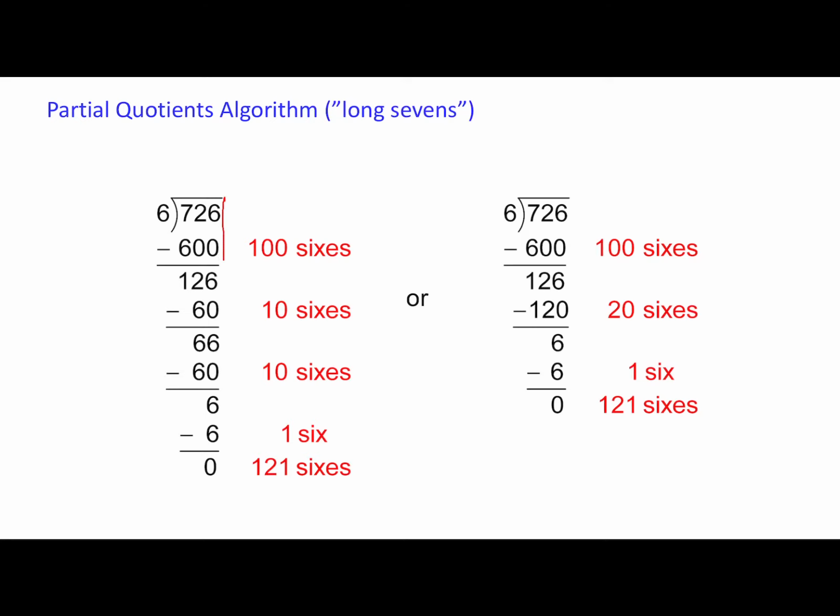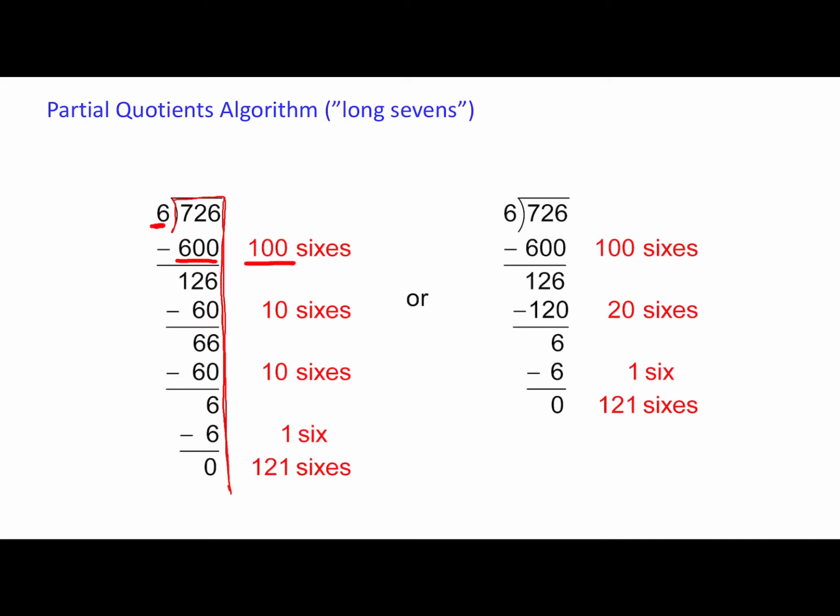It's called long 7 because we're going to do this long looking 7 thing. I'm going to ask myself, how many 6's can I subtract out of 726? So for kids, maybe 100 times 6 is not so bad, right? So they can multiply 100 times 6 to get 600, and we're going to subtract that off. So now I have 126. And now they're going to ask themselves, how many 6's can I subtract from 126?